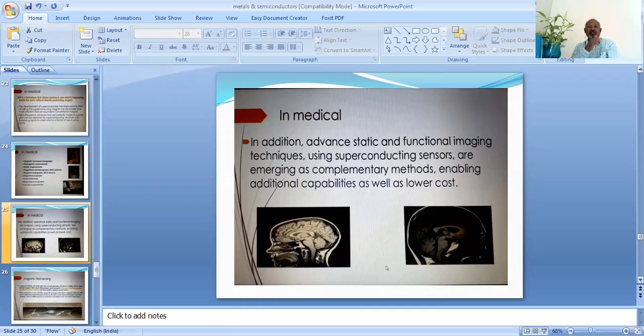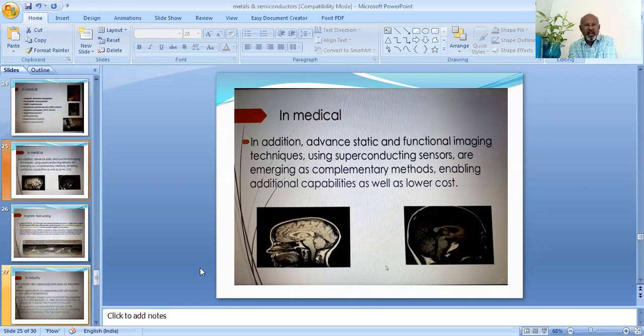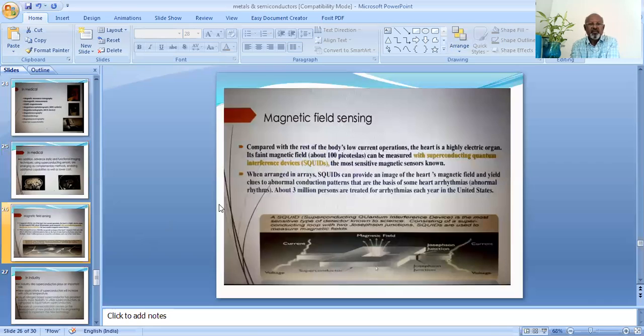In addition to this, advanced static and functional imaging techniques using superconducting sensors are emerging as complementary methods, enabling additional capabilities as well as lower cost. So if there is brain damage, that can be detected by using these superconducting sensors also. Now in this case, for magnetic sensing, I have mentioned the SQUID technique which is used here.